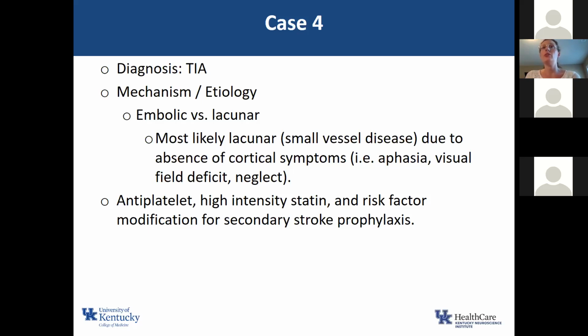Now, if you hear that the patient had an aphasia or maybe a visual field deficit, it's hard to tease out neglect, but if a family member says they didn't seem like they were paying attention to the right side, they kept bumping into the wall, all those things would suggest a cortical localization. Then you'd want to go more down the route of investigating an embolic source.